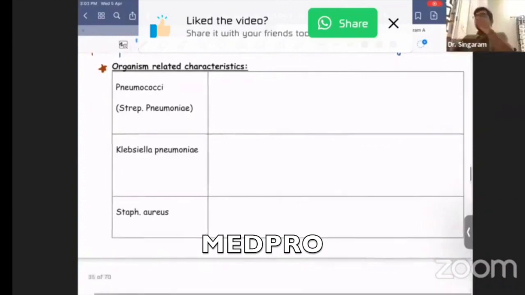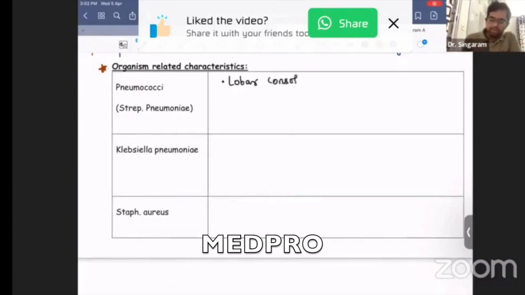For example, pneumococci. I already told you what type of pneumonia it causes. It causes lobar consolidation. You can just quickly write it. It causes lobar consolidation. That is number one. Number two, it also causes sputum production which is very typically called rusty sputum. Very important. Make a note of this.